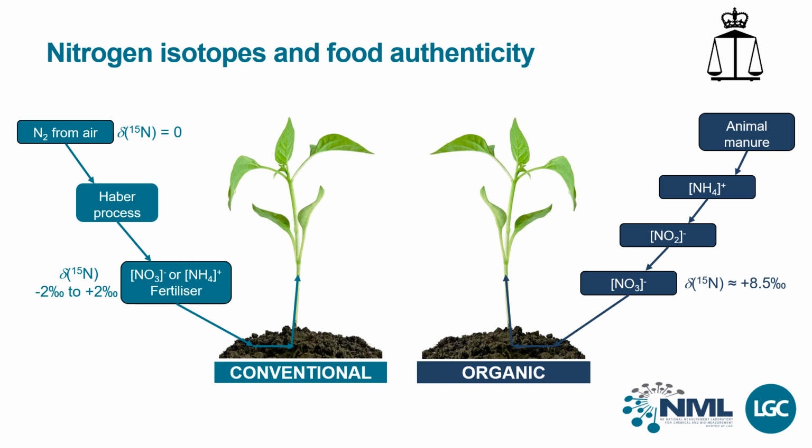However, the nitrogen cycles in soil are complex and can make interpretation of the source of nitrogen used in agriculture extremely challenging. Nevertheless, stable nitrogen isotopes can provide useful information about the fertilizers applied to plants, especially when production regime claims are made.